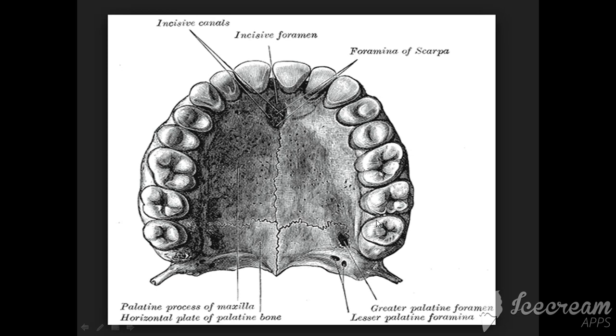Basically, the names greater and lesser are given on the basis of their anatomy. And this was the whole lecture about the structure of the maxillary arch.